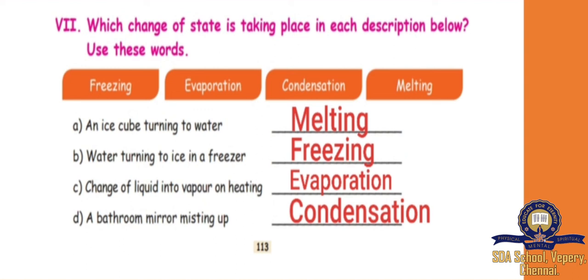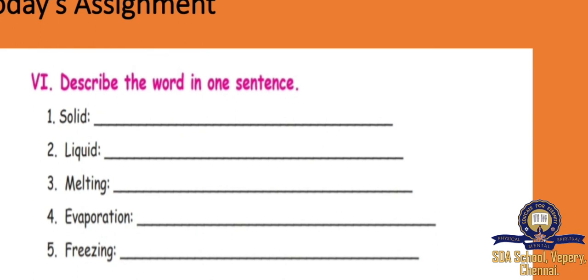See, today's assignment is about these 5 words. You have to write one sentence about each of these 5 words. So solid, first one. Second one is liquid. About liquid, one sentence you have to write, not one word, one sentence. Melting, evaporation, freezing. Write in your textbooks alone and send me. Those who have the textbooks, write in your textbooks alone and send me. Those who don't have the textbook, send me in your rough notes.